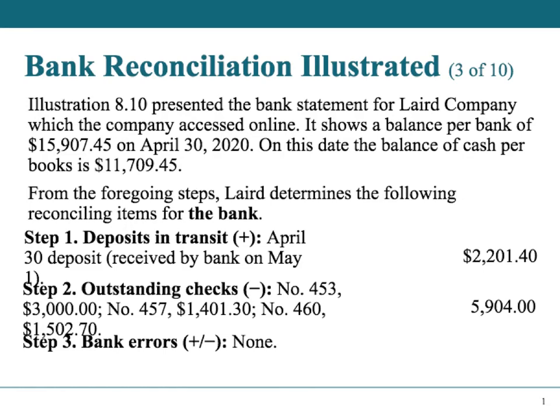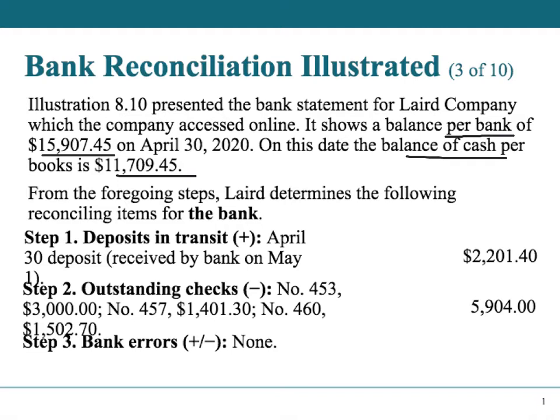I will be using illustration 8.10 in your chapter to specifically show bank statement reconciliation with numbers. So let's take a look. The bank statement of Laird Company, which you can access online, shows a balance per bank. So I'm going to highlight that of approximately $15,000 as of April 30th. On this date, the balance of cash per books is significantly lower. So here's the two numbers that you need.